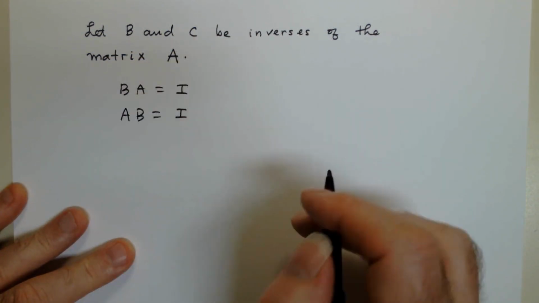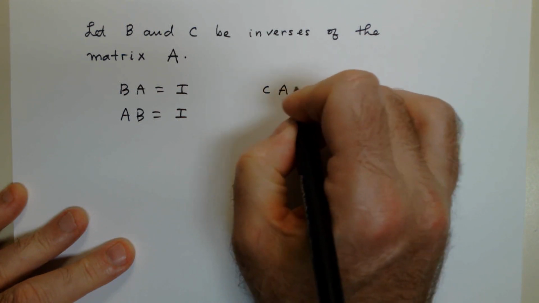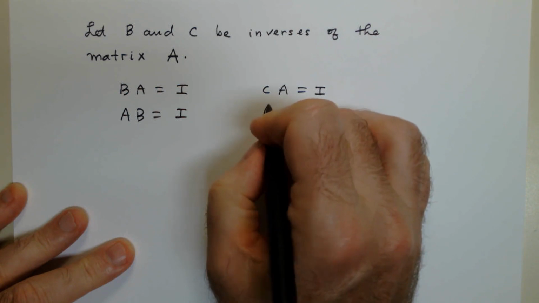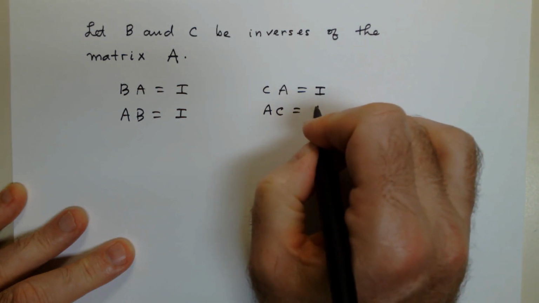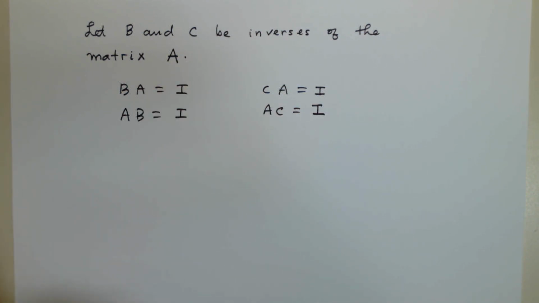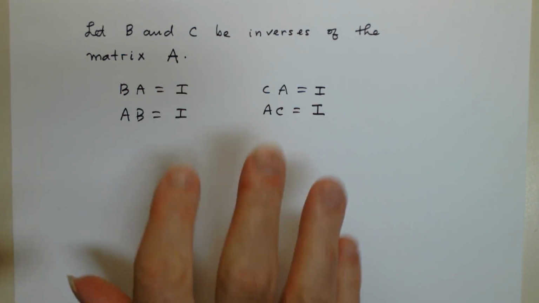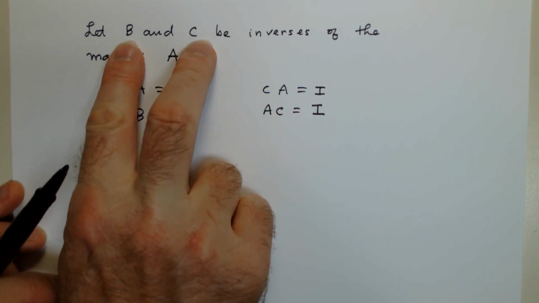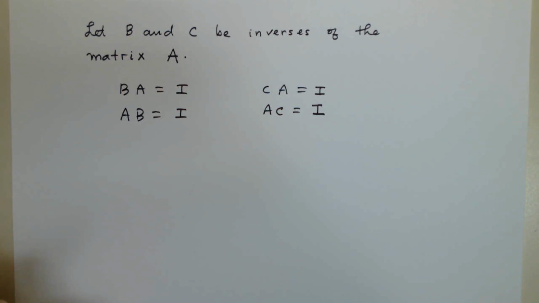Now let's do the same for C. C times A must give me the identity matrix, and A times C must also give me the identity matrix. So that's what it means to say that C is an inverse of the matrix A. Now, I claim that from these four statements, we can show that B must equal C. All right? Now we're going to use properties of matrices along the way too, but these four statements along with properties of matrix multiplication will give us the conclusion that B is equal to C.